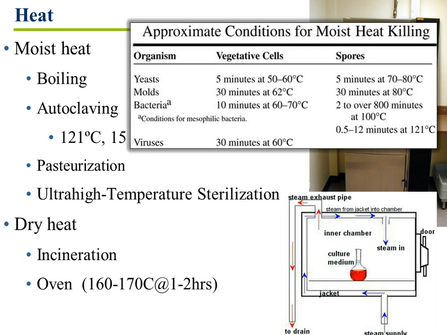Here's a look at kill of spores versus vegetative cells, that is non-spore forming microorganisms, and the difference that you have to treat them, time and temperature and so on. And again, if you look at the spores, you will notice for bacteria, for example, and remember endospores, it can be upwards of 800 minutes at 100 degrees Celsius to kill endospores, whereas if you look to the left at vegetative cells, it can be as little as 10 minutes at 60 to 70 degrees Celsius. So spore structures are extremely hardy.